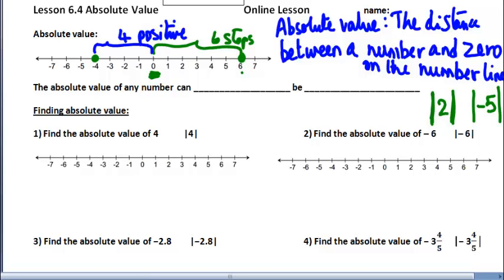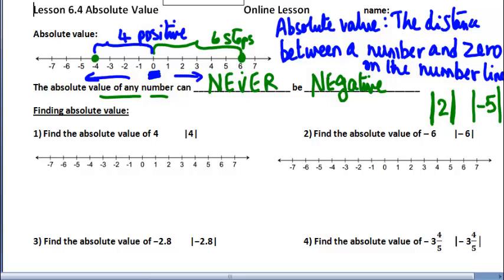All right, the absolute value of any number can never be a negative, because as we saw up here, it's the distance from 0, and when we're talking about distance, we're just talking how many steps this way or this way, and distance is never negative.